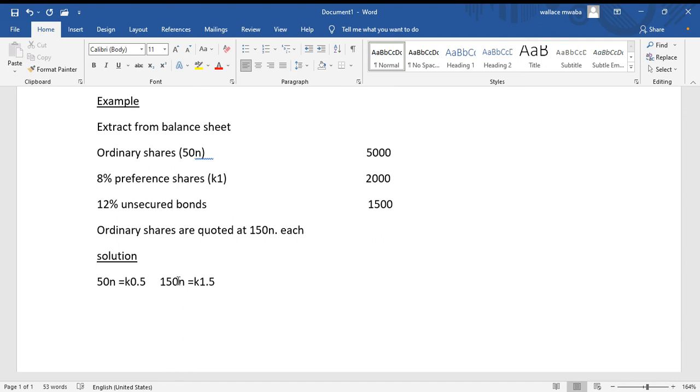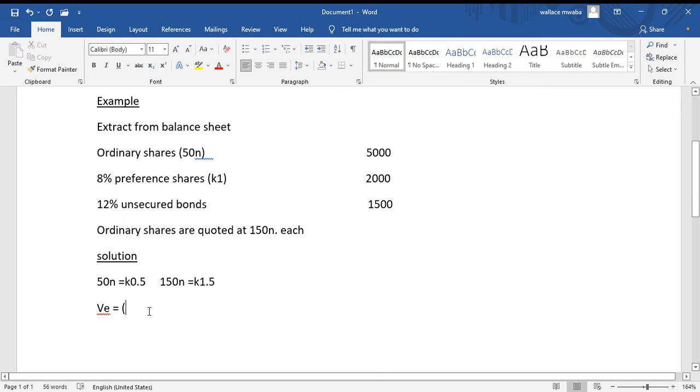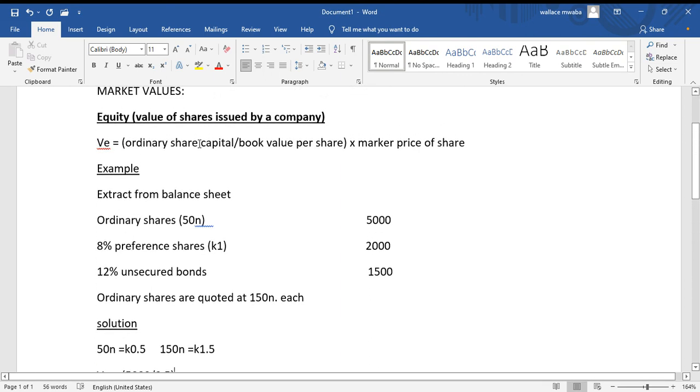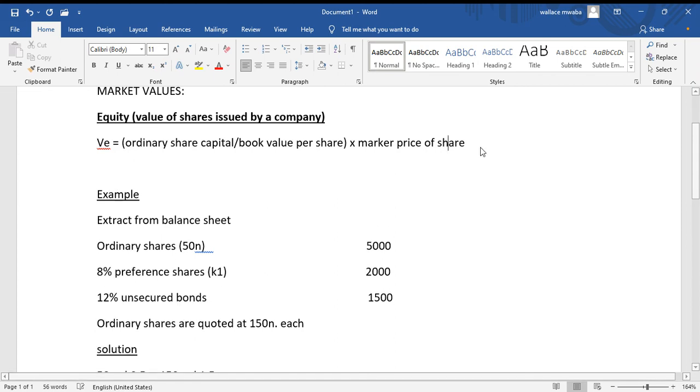Now, to get the market value of the equity, it's going to equal the ordinary share capital, which is 5,000 kwacha here, divided by the book value of the shares, which is 0.5 kwacha. Whenever we divide the ordinary share capital by the book value, we get the number of shares. So sometimes this formula can also be written as number of shares times the market price.